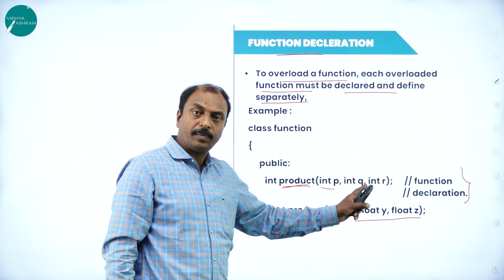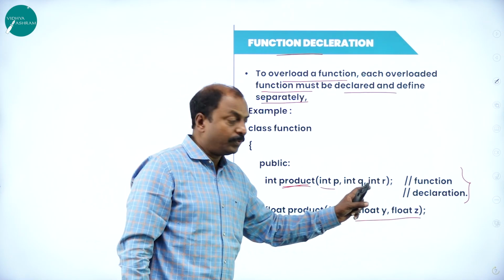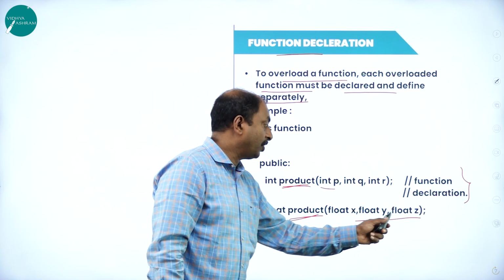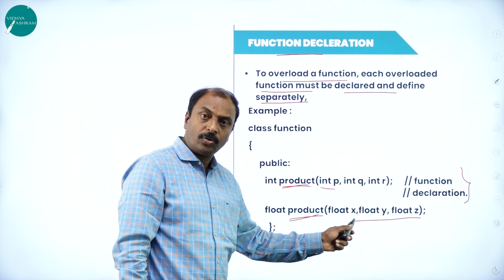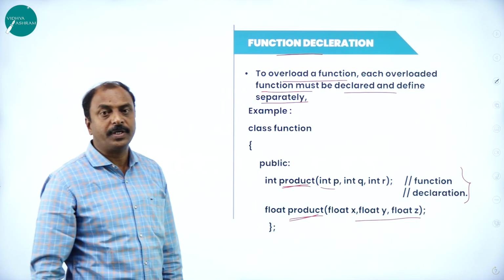All the variable arguments are of data type int. We are supposed to enter integer values. In the second function, if you observe this, all the arguments are of data type float. We are supposed to enter numbers of float data type.